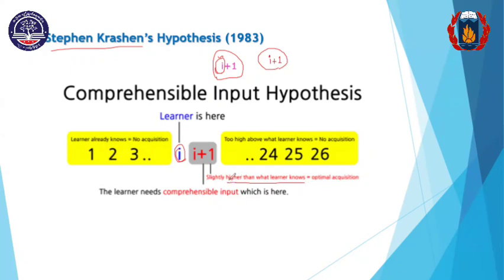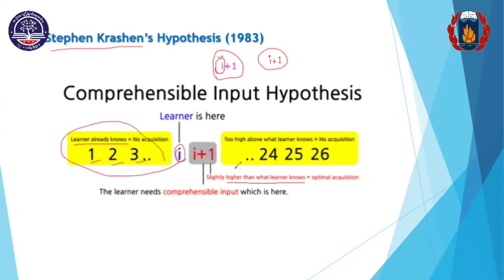Plus 1 means we upgrade the language. Sometimes the text is very boring for the students because they are already familiar with it. So at that time we upgrade the language. So it means plus 1. The learner already knows 1, 2, 3, just 1, 2, 3. The learner level is here.